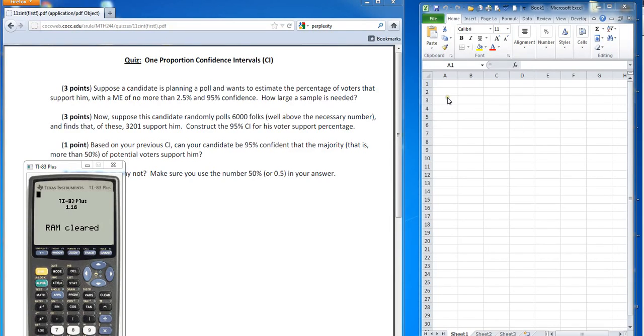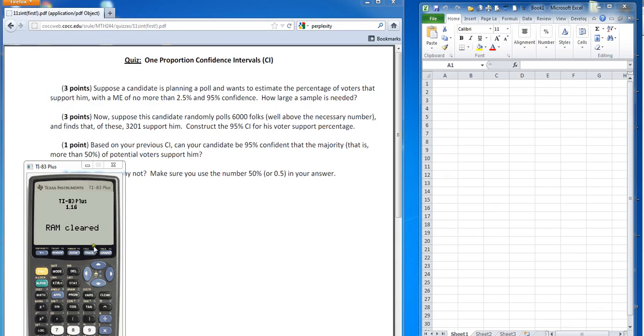Hey everybody, the purpose of this quiz is to get us some solutions to our first one proportion confidence interval quiz. It was actually posted in week 2, but since I let you hang on to it into week 3, I wanted to go back and put a solution for it. So anyway, I'm going to have to use Excel with the TI.